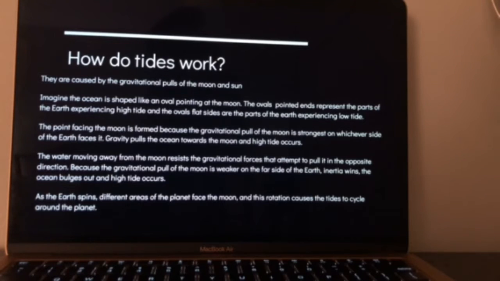The water moving away from the moon resists the gravitational forces that attempt to pull it in the opposite direction. Because of the gravitational pull of the moon, it's weaker on the far side of the earth. Inertia wins, the ocean bulges out and high tides occur. As the earth spins, different areas of the planet face the moon, and this rotation causes the tides to cycle around the planet.